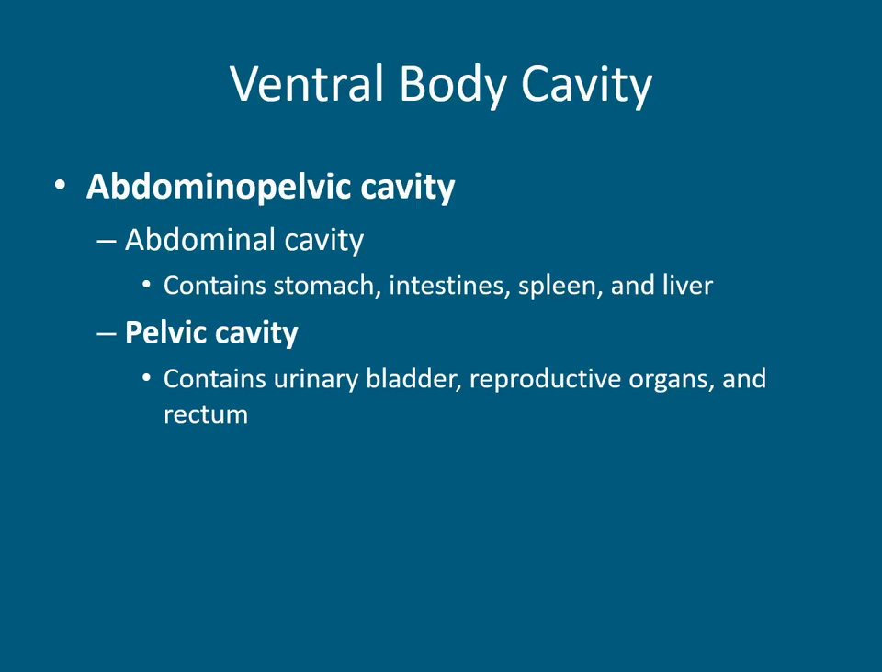You have the abdominal pelvic cavity, which is below the diaphragm. As I said, it's subdivided then into the abdominal cavity and the pelvic cavity. There's not a real distinct feature between the abdominal and the pelvic cavity. You kind of use your hips as a guide. The abdominal cavity is going to have your stomach, your intestines, your spleen, your liver. The pelvic cavity is going to have like your urinary bladder, reproductive organs, and the rectum.